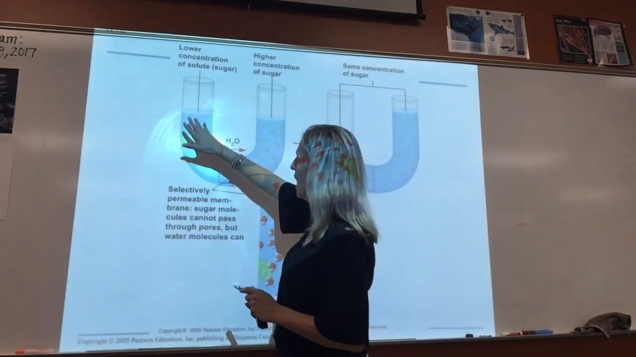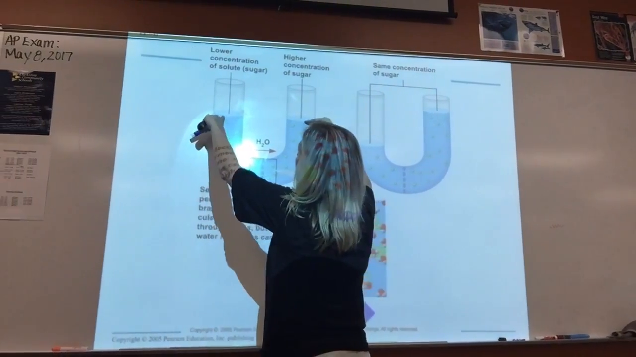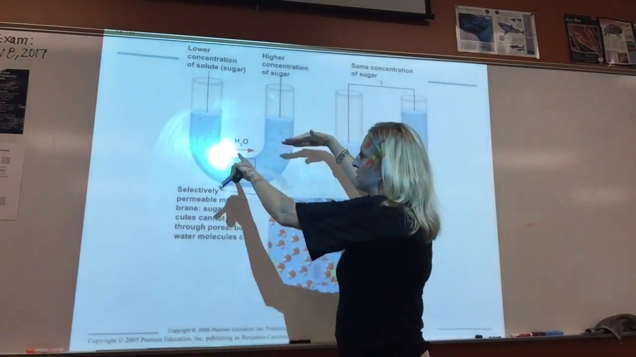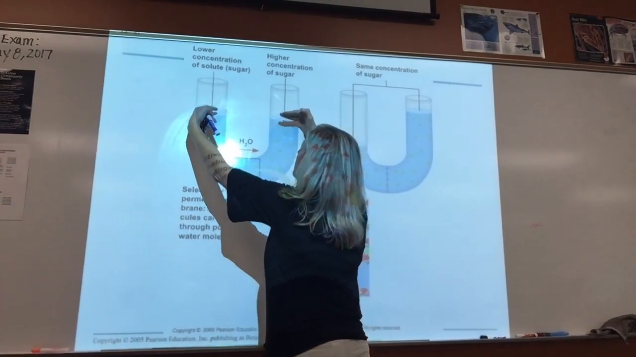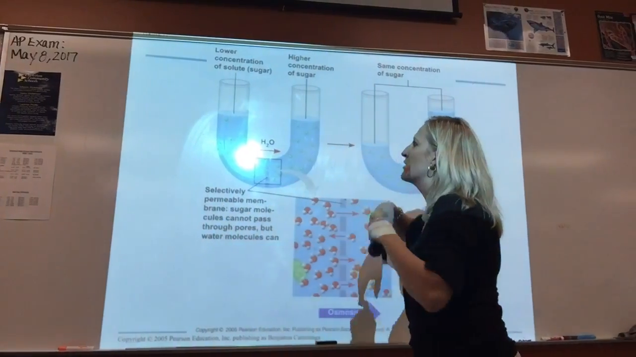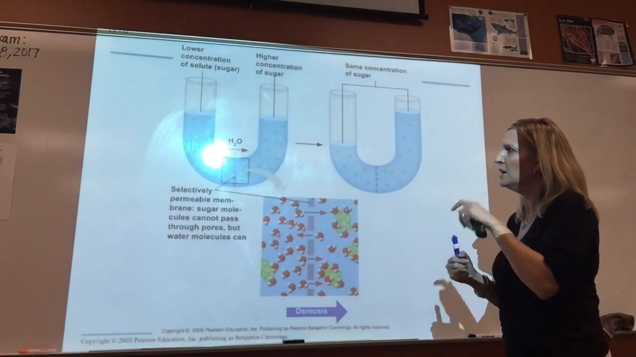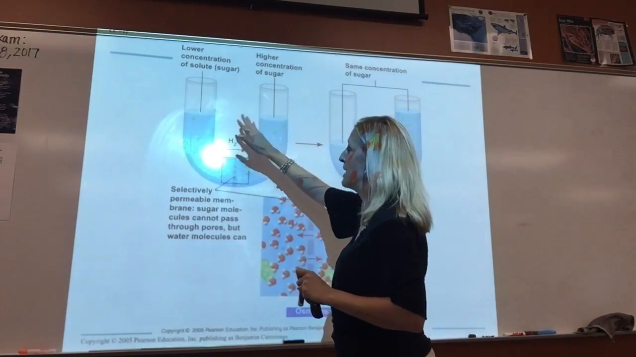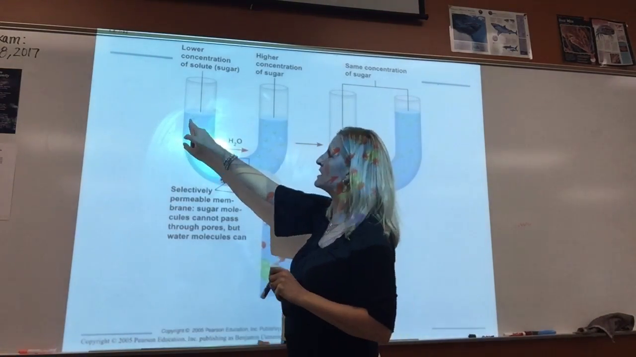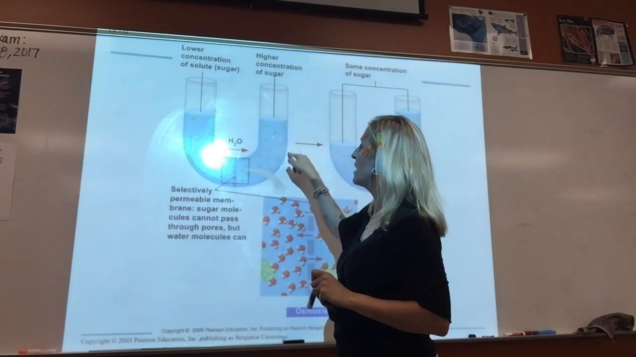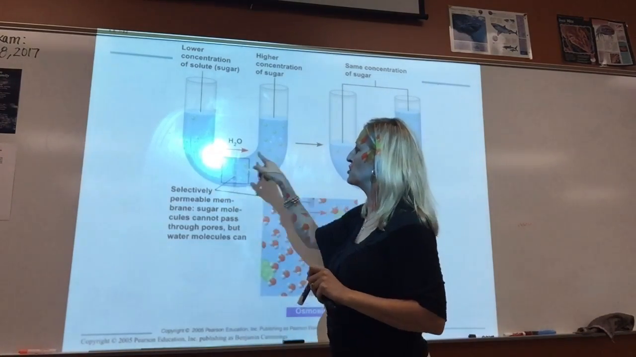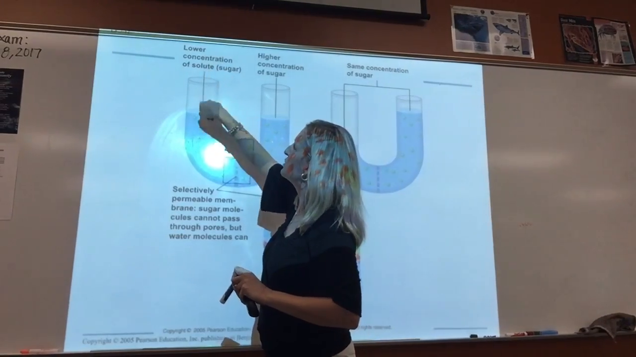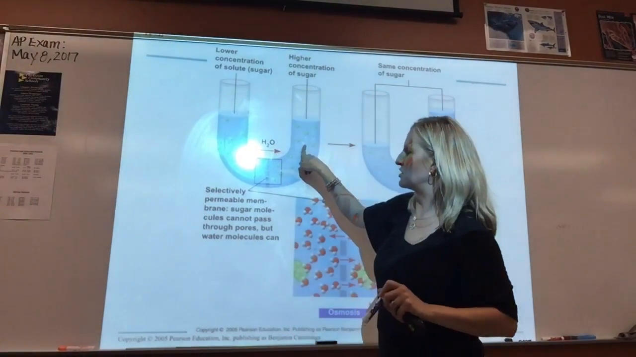Now, what they're trying to show you with the level of water, they're showing you the molecules of sugar, just the blue here is the water molecules. They're not showing you individual water molecules. But notice the levels of water are the same. And so they're trying to show you that there's the same number of water molecules on the left and the right. The difference is the number of sugar molecules. There's less sugar molecules over here than over here. So therefore, the lower concentration of solute, higher concentration of solute.